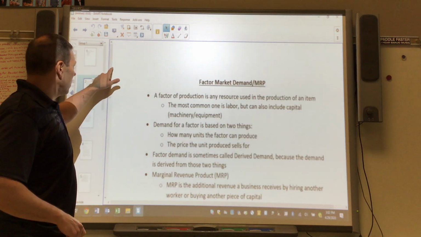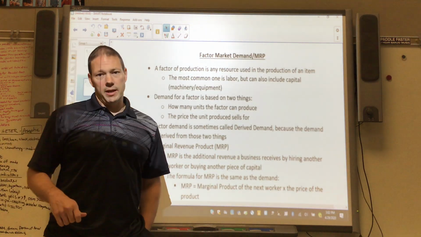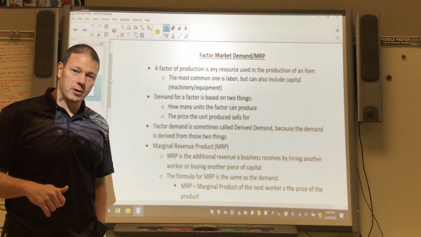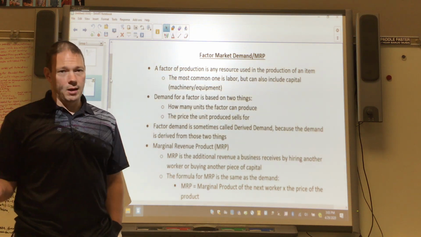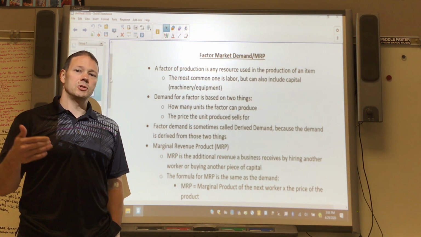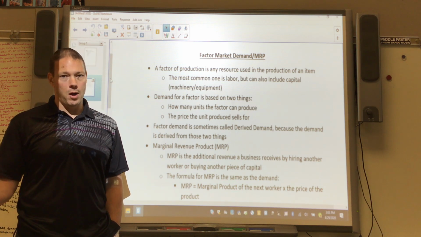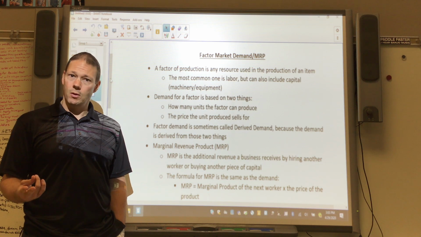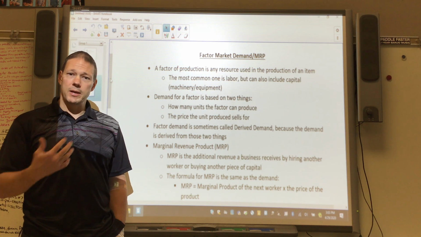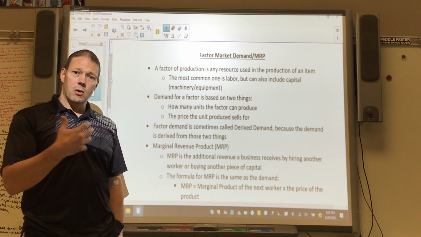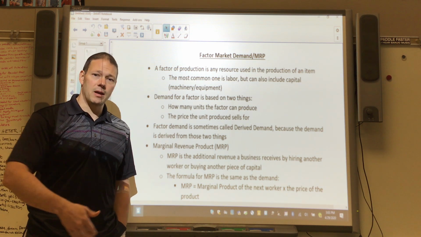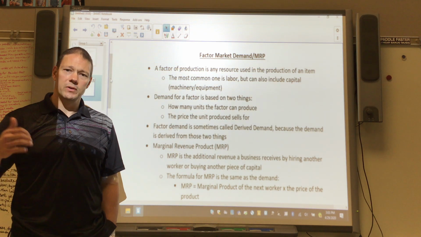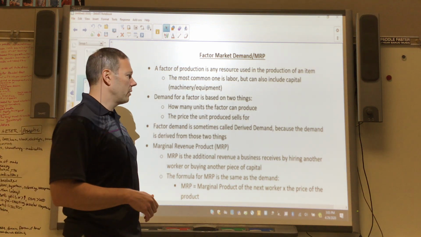So let's start with factor markets and specifically demand for factors, which is the same as marginal revenue product, or MRP. First of all, factor of production: think of anything that you use in order to make a particular product. Usually it's going to be one of two things, either labor or some kind of machinery and equipment. If I am making hamburgers, I have to hire workers to make the hamburgers. There's also going to be a certain amount of machinery and equipment that I use, ovens and stoves and things like that, that'll help me make the hamburgers.